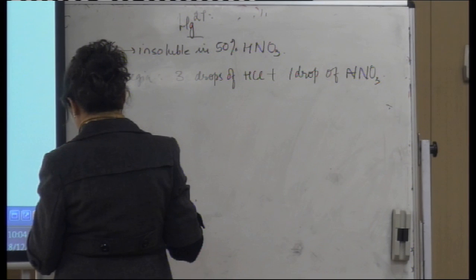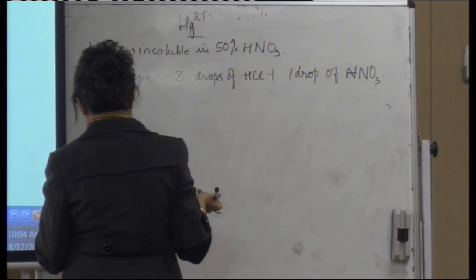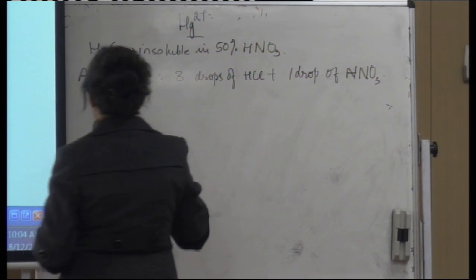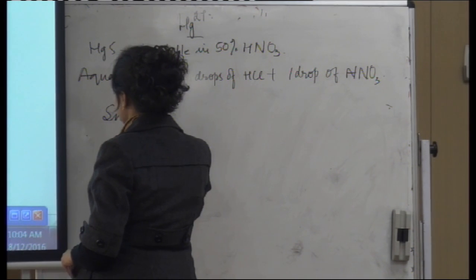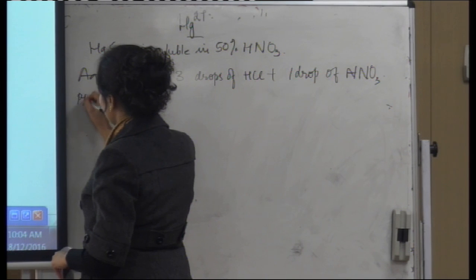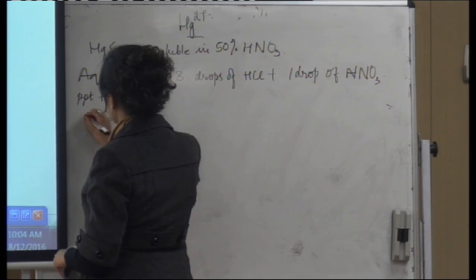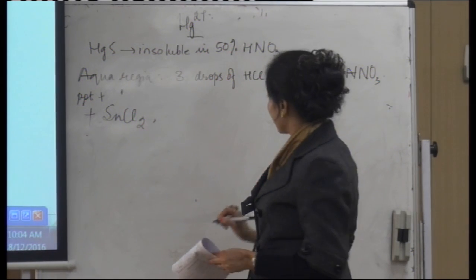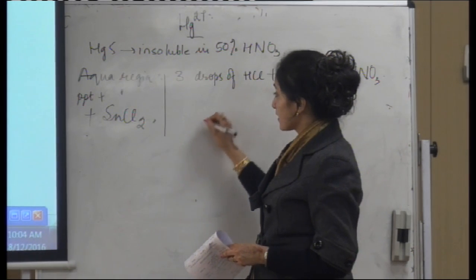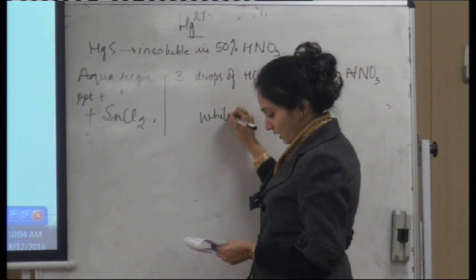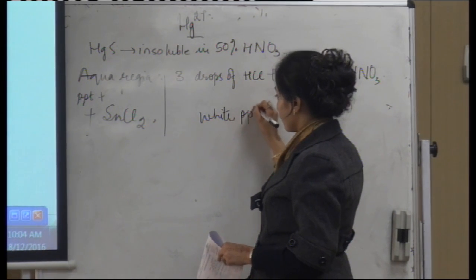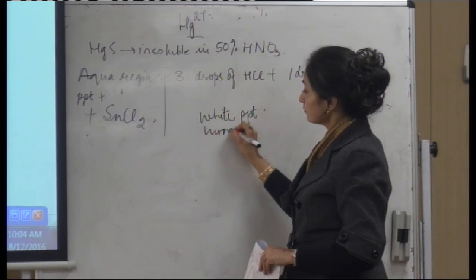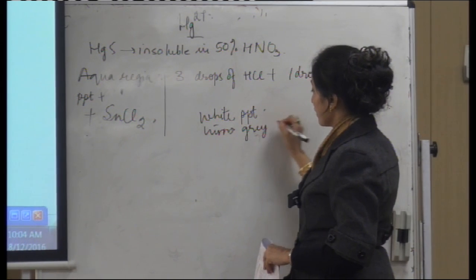So in this case what happens, we dissolve the black precipitate in aqua regia and add 2 drops of SnCl2. What we get is a white precipitate which turns grey. This will confirm your Hg2+.